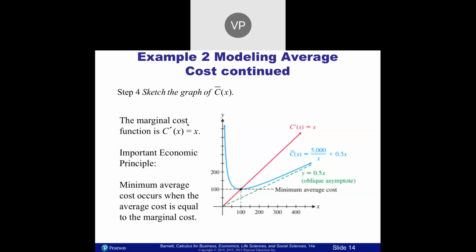Okay, so important economic principle, you can kind of see minimum average cost always occurs when the average cost is equal to the marginal cost. And that's an important extra little fact there. If you can find the derivative of the original function, and then remember the c with a line over it was our average cost, the function divided by x. And then if you found that local min or max, it's always going to intersect right there. Your functions always intersect at that point. So it's kind of a nice little extra helper that you can get here.